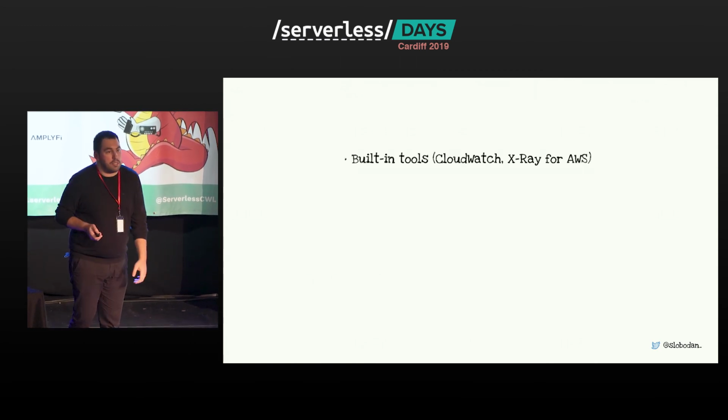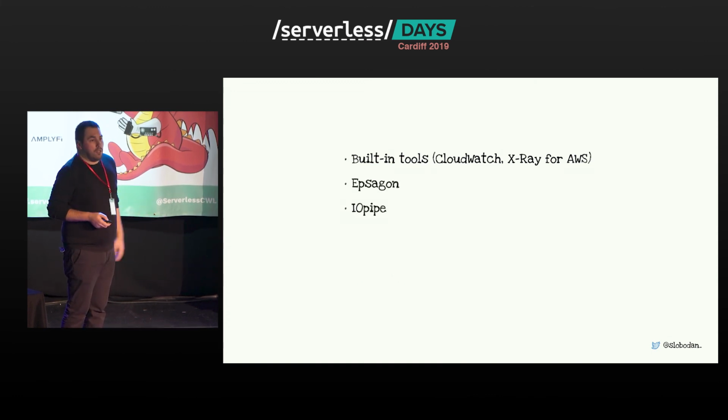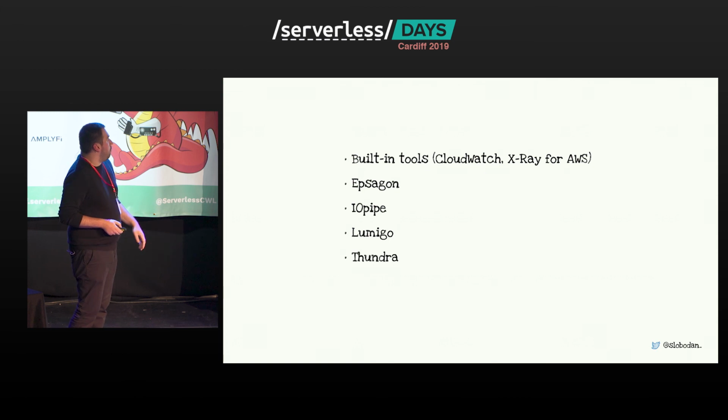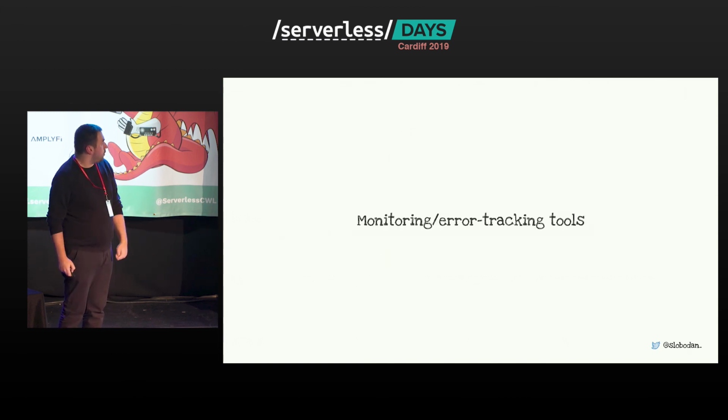And fortunately, there are more and more error tracking tools that can help you to catch those errors fast. You can use things that are built into your platform, like CloudWatch and X-Ray for AWS. Or you can use one of the cool tools that exist now. For example, Lumigo is one that is here at the conference, or Epsagon, IOPipe, Thundra, and many others. Oops, sorry.